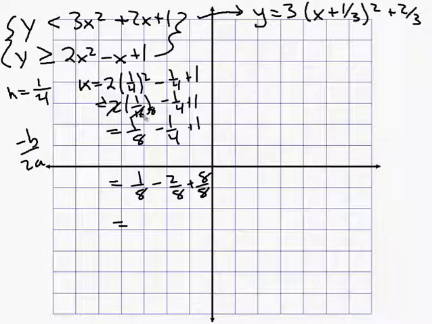But in order to add these fractions, I have to have a common denominator. So times 2 over 2. And the 8/8, well, that's a 1 over 1, so times 8 over 8. So now, I can't just add these without a common denominator. So I got my common denominator, and 9 minus 2 is 7/8.